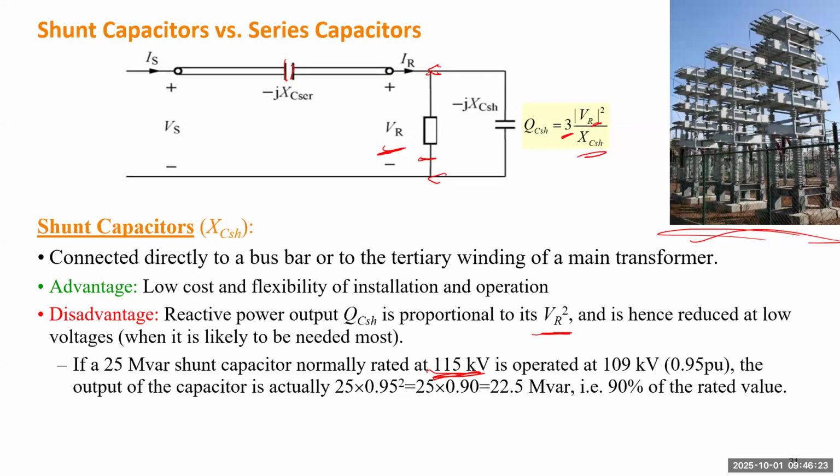So at the end, you only get 90% of rated voltage. Which means you need to buy the capacitor bank slightly higher than your requirement, because you need to forecast how much voltage can decline. And the Q is proportional to the voltage squared. If the voltage declines, the Q will decline as a quadratic function.